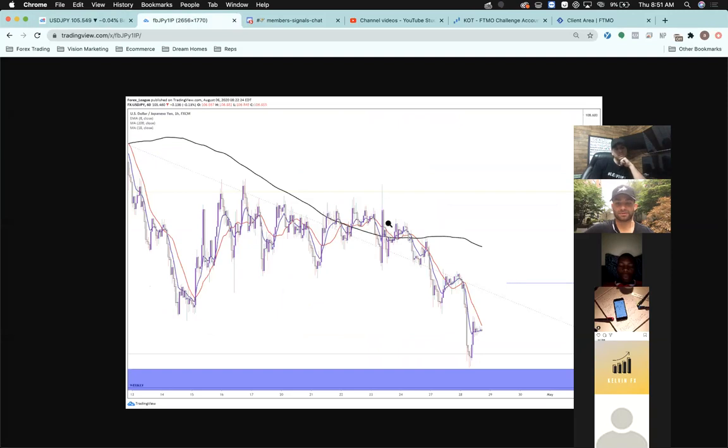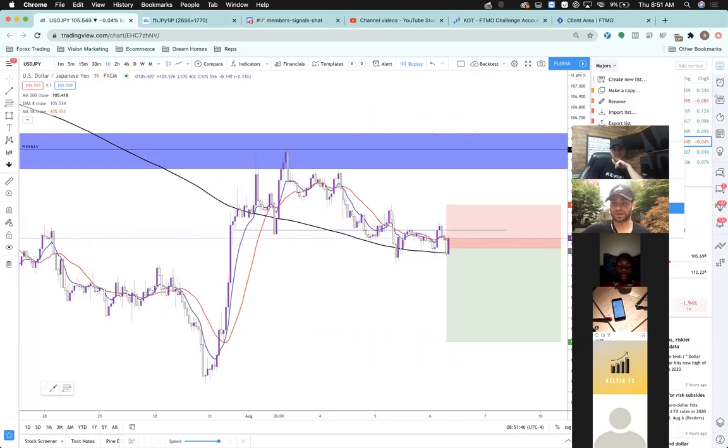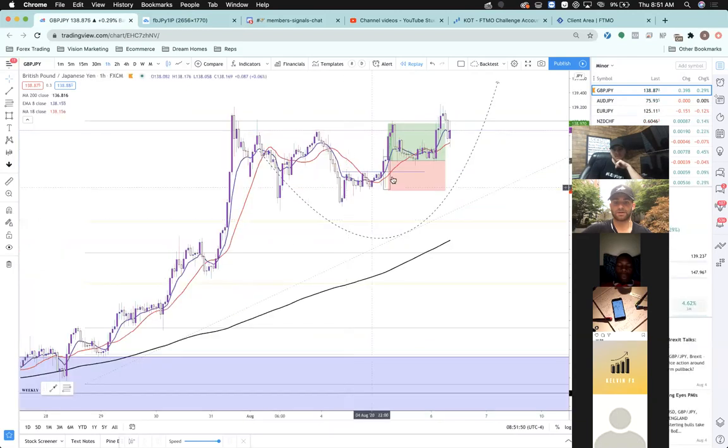The 200-day moving average ranged around that quite a bit. Here, it's a little bit different because we actually popped above it. So we're going to continue to hold this trade with UJ, and we will see where life takes us. Last but not least, let's go to GJ. That's going to be the final pair that we square up for today.